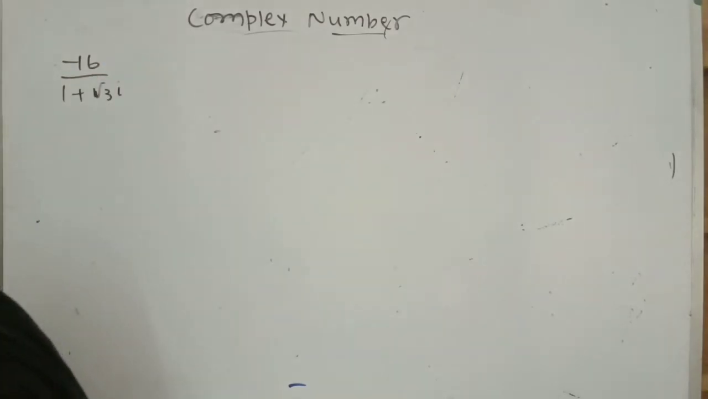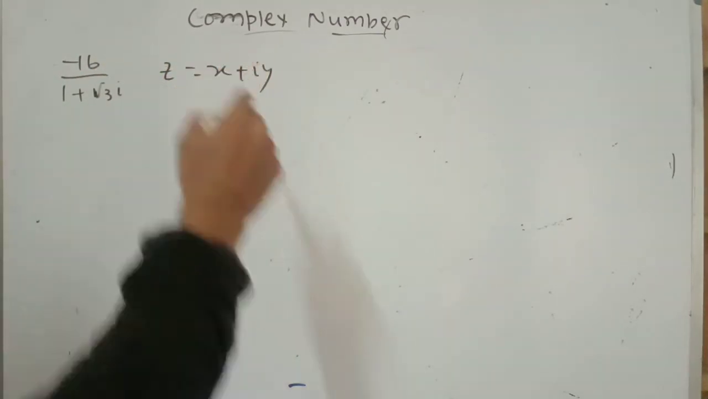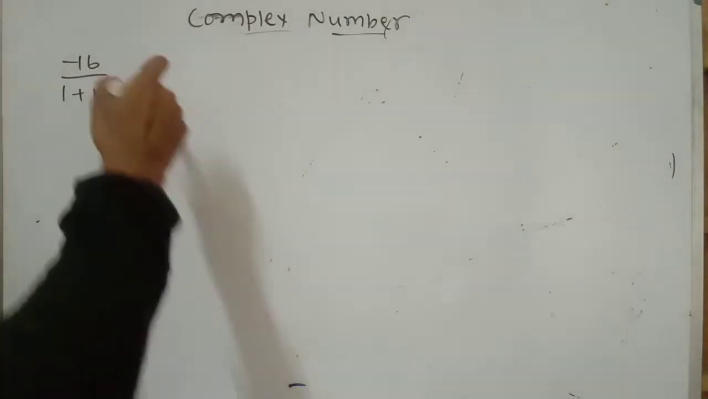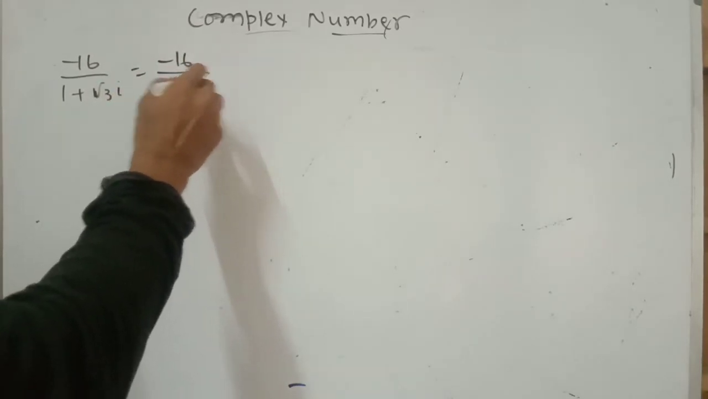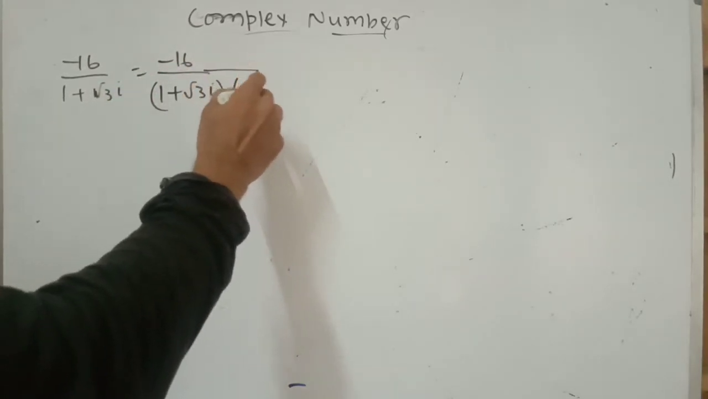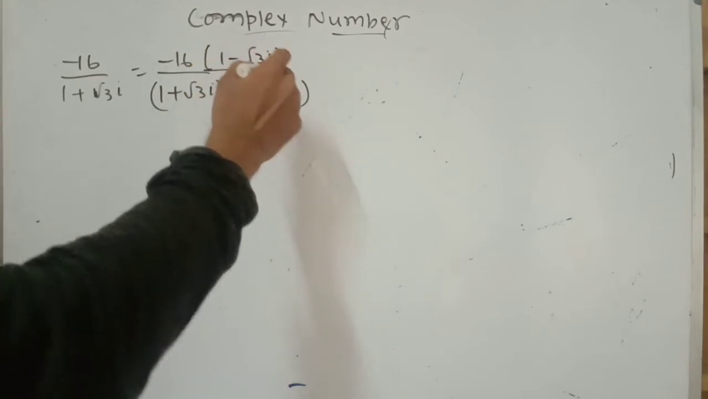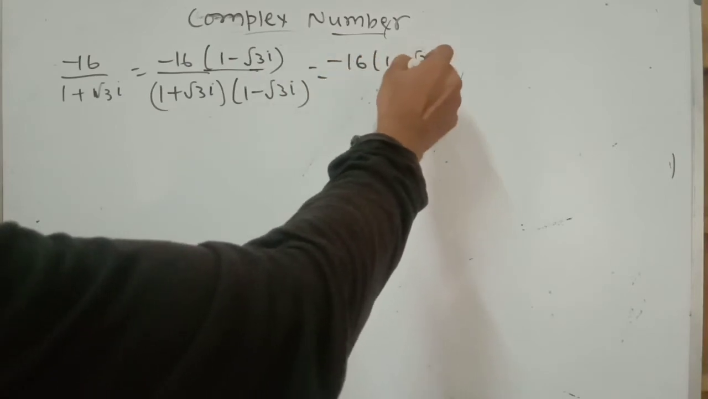So for finding the amplitude and magnitude of this complex number, first you convert it into the form x plus iy. So what will you do? Just multiply with the conjugate number. Just rationalize this one. So 1 minus root 3i, in numerator and denominator. After that it will become minus 16 into (1 minus root 3i).